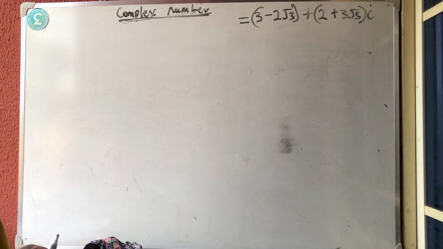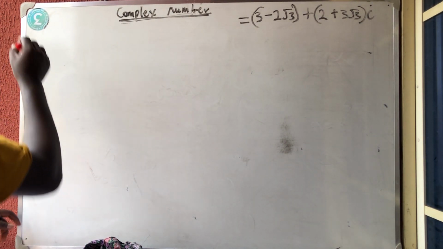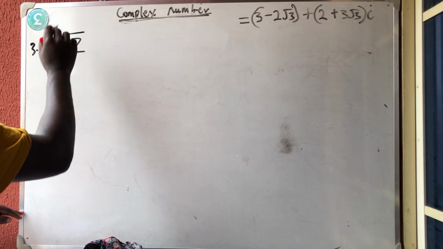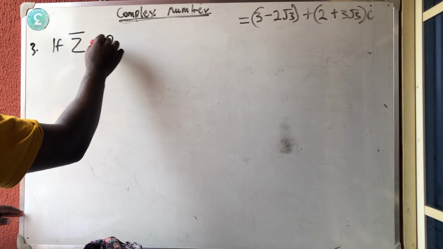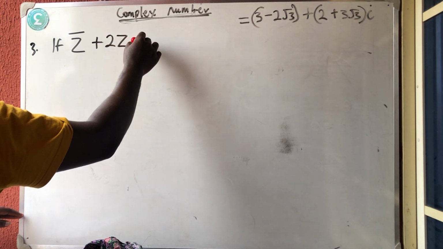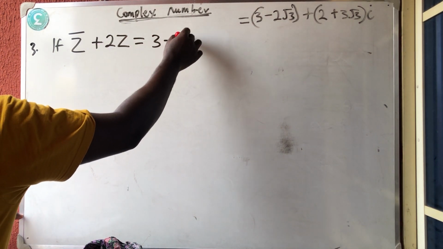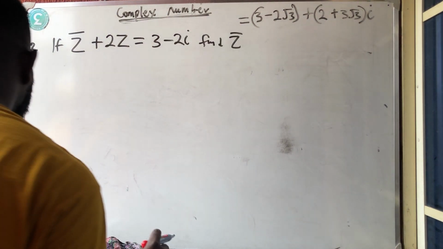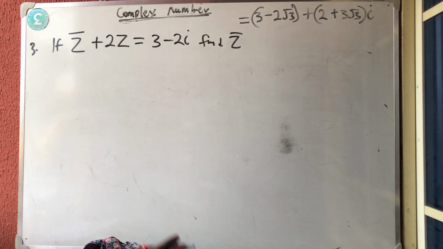Number 3. Some important questions on this you will encounter. Number 3 said that if z bar plus 2z is equal to 3 minus 2i, then we should find z bar. Please, z bar means the conjugate of the complex number.